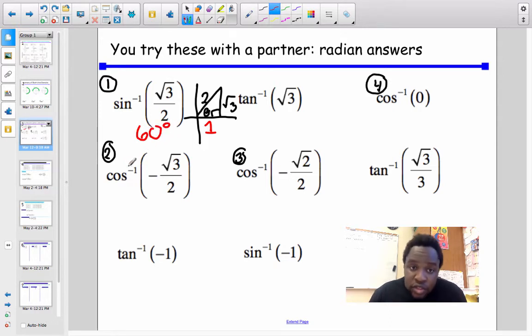Or, the answer to the question, what is the angle when the ratio of the opposite side to the hypotenuse is square root 3 over 2? This has to be 60 degrees.